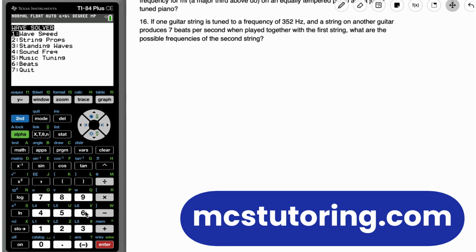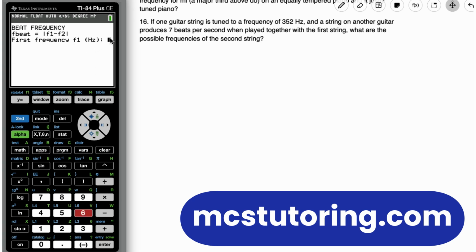Oh my gosh, we're going to do beats here. What's the first frequency? It's 352 hertz. And then what's the beat frequency? This is 7 beats per second, which is 7 hertz actually. So it looks like we've got possible F2 values. The second string is 359 or 345. Again, I hope this is right. I don't have an answer key. I don't know what I'm doing.